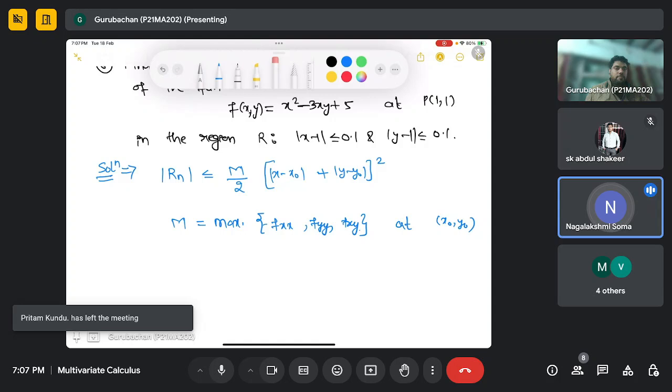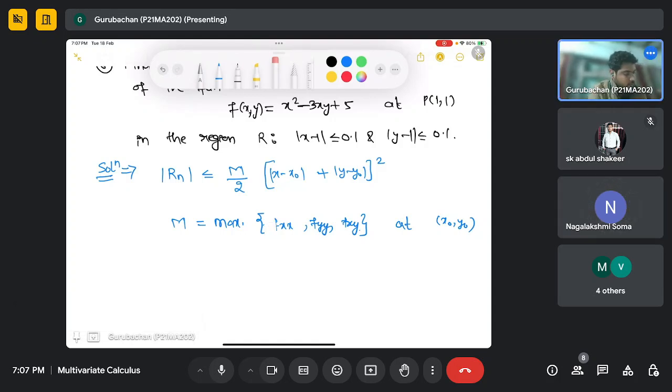We must take the modulus in the maximum of. Yeah, you're right. We need to take the modulus. The answer is 0.06. Yes, it is the correct answer.